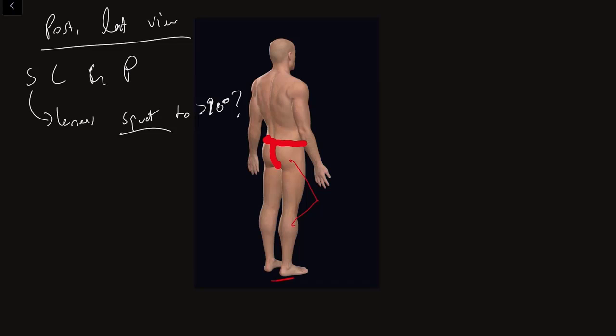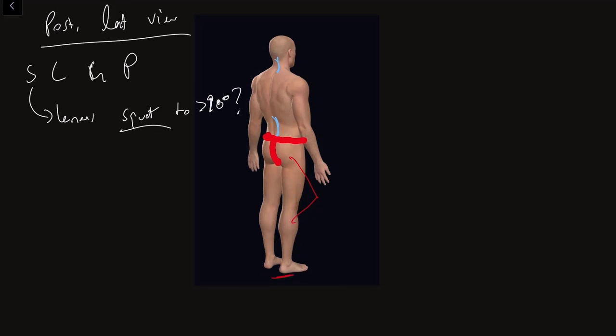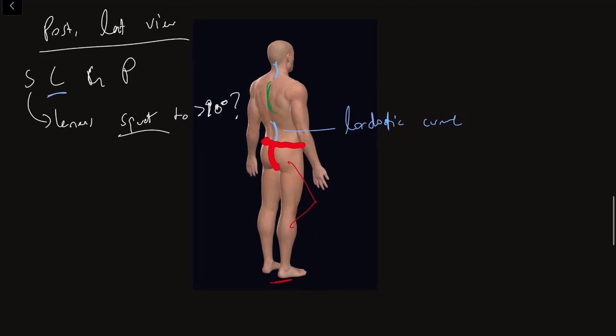Up next, C is going to be curves. We're going to look at the curvature of the spine. We have our lumbar region here, as well as our cervical region up in the neck. In the low back and neck, we expect to see lordotic curvature, so that's what the C stands for. In addition, we've also got kyphotic curvature, which is within our thoracic vertebrae, T1 through T12 of our back.